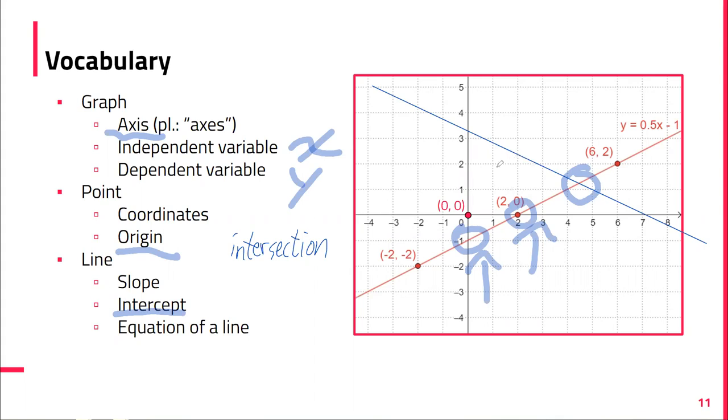Slope, we talked about as the steepness of the line. Does it go up or does it go down? Does it go up very quickly or just a little bit? We'll talk about the ways of calculating that today. So those are the terms we'll need.